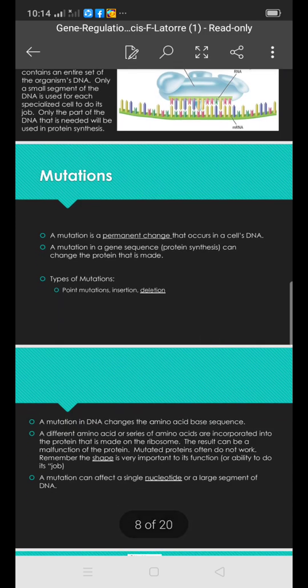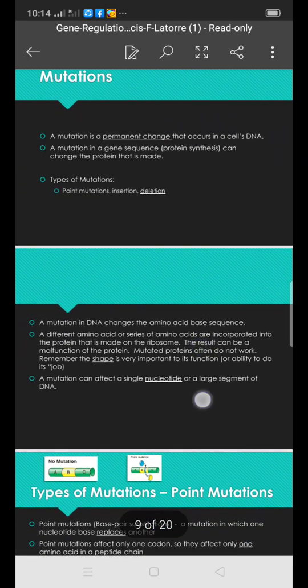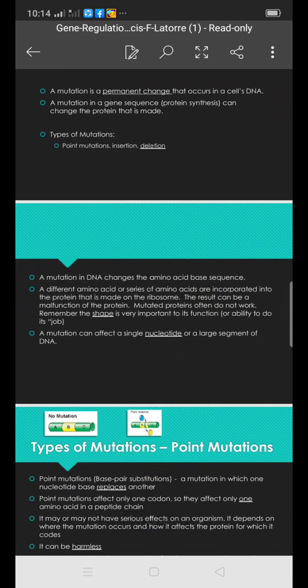Mutations. A mutation is a permanent change that occurs in a cell's DNA. A mutation in a gene sequence can change the protein that is made during protein synthesis. Types of mutation: point mutation, insertion, and deletion. A mutation in DNA changes the base sequence. A different series of amino acids is incorporated into the protein that is made on the ribosome.